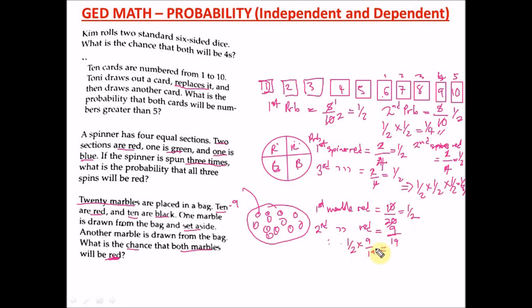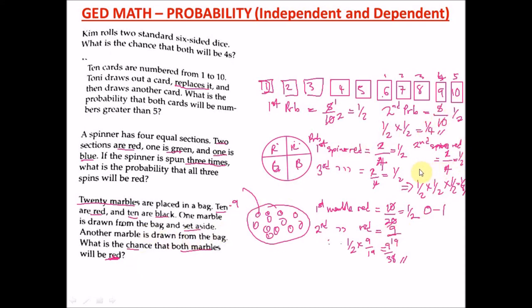And here when you multiply this, we have 1 times 9 is 9, and 2 times 19 is 38. So we are left with our answer as 9/38. You can see in probability, as I earlier said, probability falls between 0 and 1 in maths. In the first video, I explained that. So let's go on to another question.